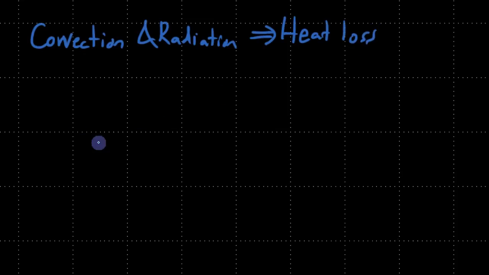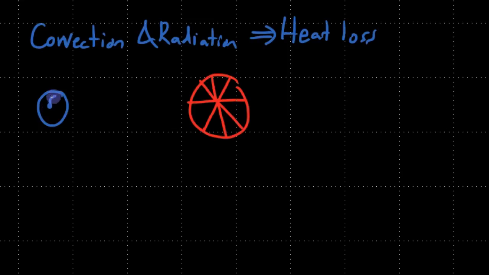So, heat loss. Let's say you have a hot object, and let's just call it a pizza. So pizzas are generally red, and you just take it right out of the oven. And then you have a fan here. You have little fan blades going around. You have some air coming in here. This fan is going to cool the pizza down.